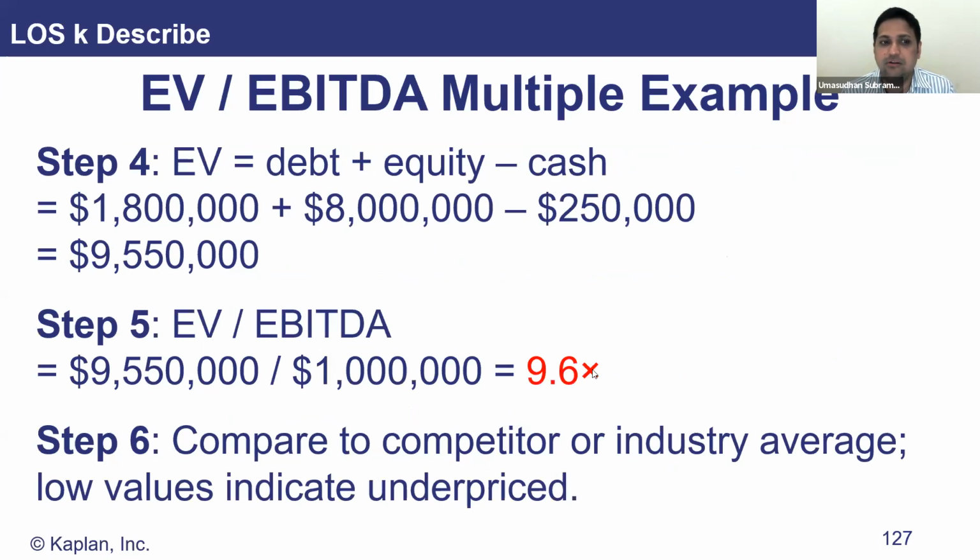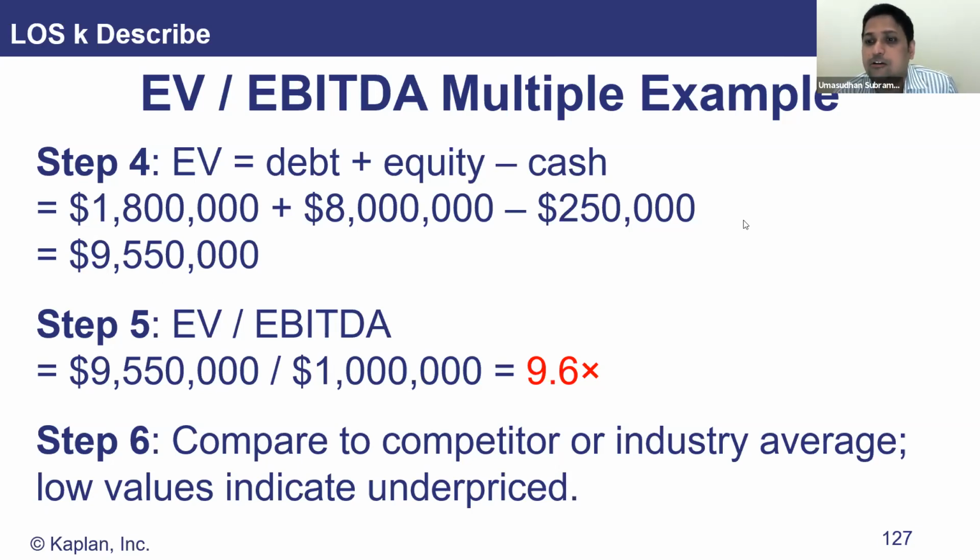And then what are we going to do? You have 8 million plus 1.8 minus 250 cash. So don't forget to reduce cash when you are calculating EV. So that's going to give you 9550. So you divide EV by EBITDA. EV is 9550, EBITDA is 1 million. So the company's EV/EBITDA is 9.6.